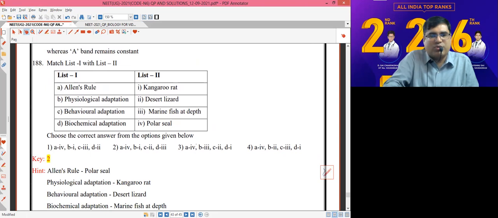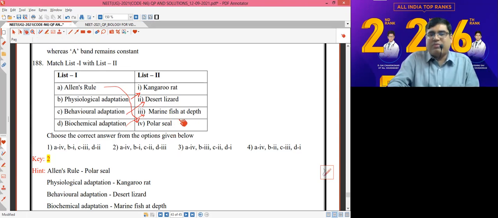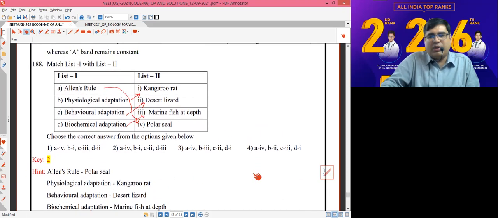Again, it's an ecology based question. It seems to be again easy. Allen's rule is based on the polar seal. If you talk about physiological adaptation, it is for the kangaroo rat, which does not drink water. Then C, behavioral adaptation, is shown by the desert lizard. And D, that is biochemical, is the marine fish at the high pressure area, which has a specific enzyme for the same. It is given as an in-text question of the NCERT. So we can simply conclude option 2 would be correct.